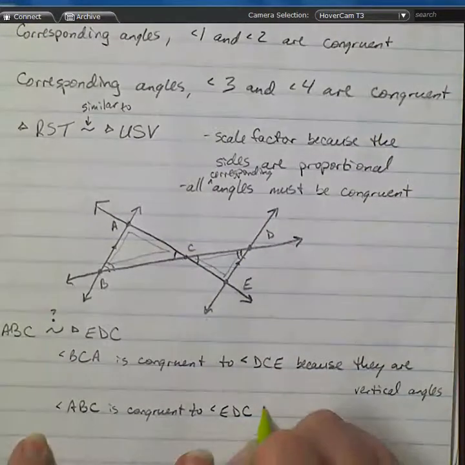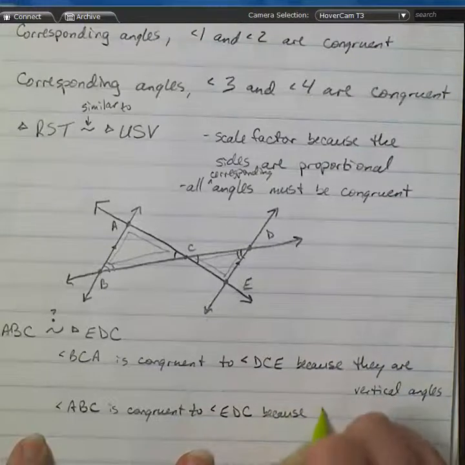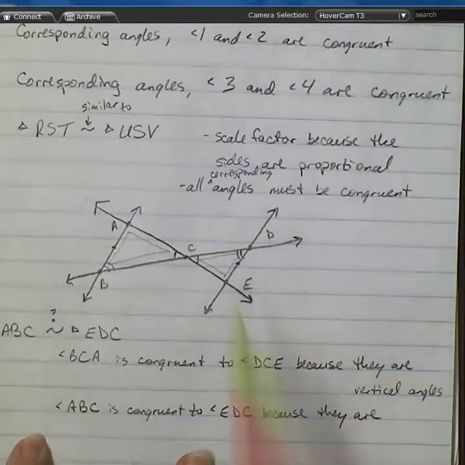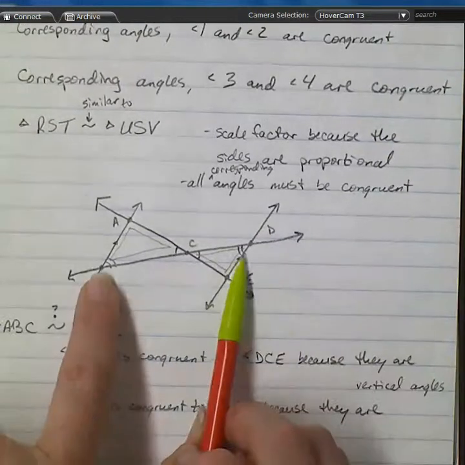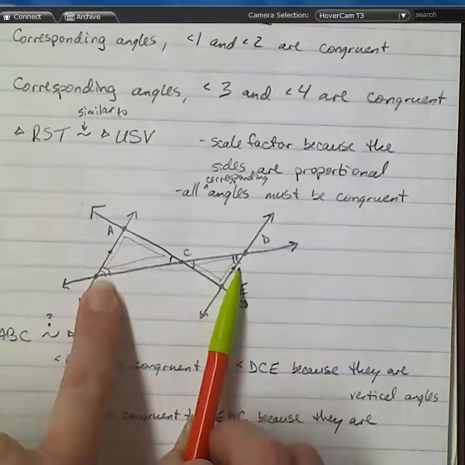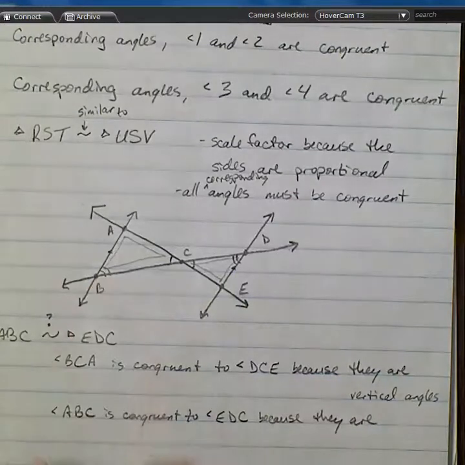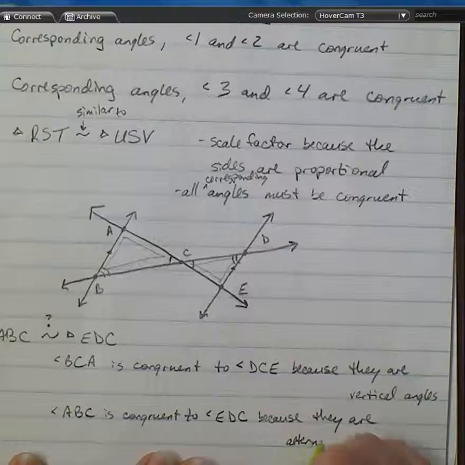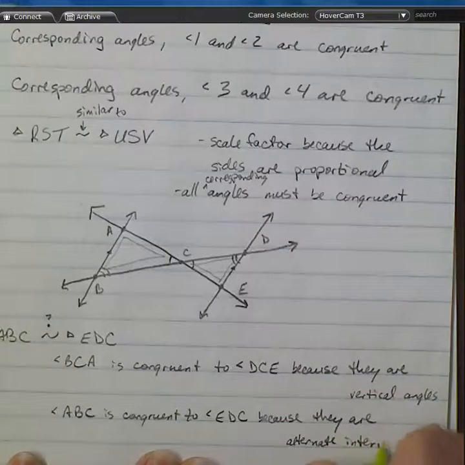Because they are that angle and that angle. They are what? They are not vertical. No. I know they're corresponding. Why do they have the same angle measure? They are adjacent? Adjacent means next to each other. Interior angles, which kind? Alternate interior angles. They are alternate interior angles.